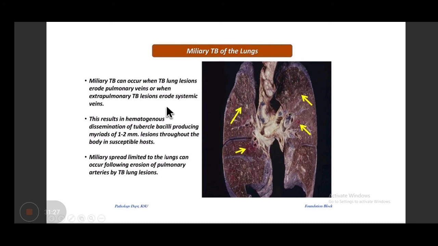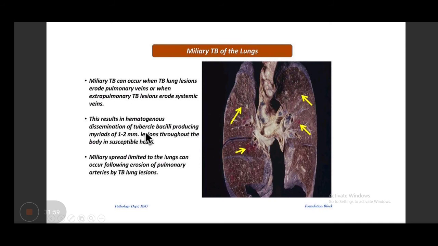Here they're just showing you because, as I told you, miliary TB occurs when TB lung lesions erode the vasculature, that is, erode pulmonary veins, or when extrapulmonary TB lesions erode systemic veins. So here you can see these hemorrhagic areas, these red areas, and you can see these gray-white foci of necrosis as well. Basically here they're trying to show you the hemorrhagic areas because they erode pulmonary veins or systemic veins.